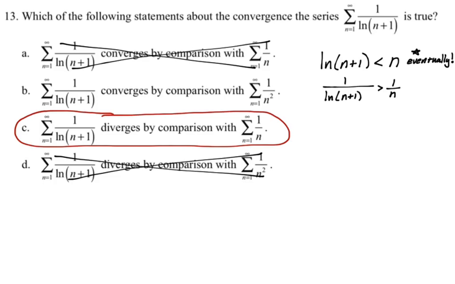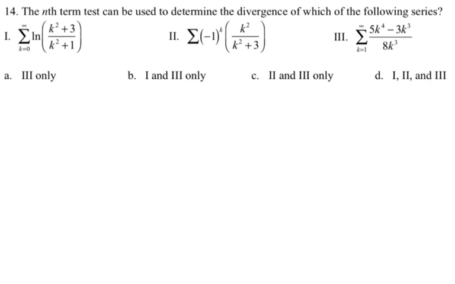Let's take a look at another one. The n-term test can be used to determine the divergence of which of the following series? If the n-term test is telling me that a series diverges, then that's because the limit of the nth term is not 0. So I am going to start taking limits and see how it goes. All right, let's start with the first one.